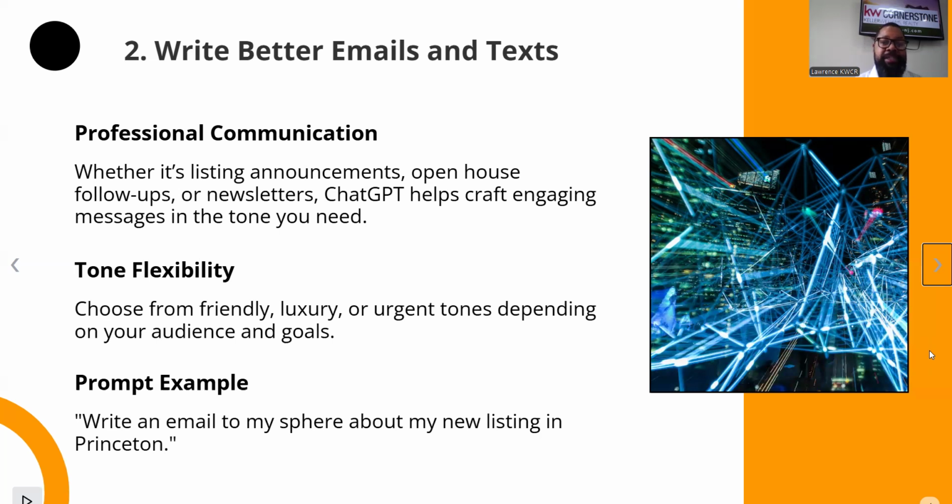ChatGPT does really great work, but remember, it's still technology at the end of the day and not human. So you want to give it a human aspect when you're sending out these emails. You're going to choose friendly, luxury, or urgent tones depending on your audience and goals. A prompt example would be: write an email to my sphere about my new listing in Princeton. But then I can say, write an email that sounds friendly to my sphere about my new listing in Princeton. So I can change that however I want to make it sound more appealing, to whatever tone I'm looking for. Does that make sense?